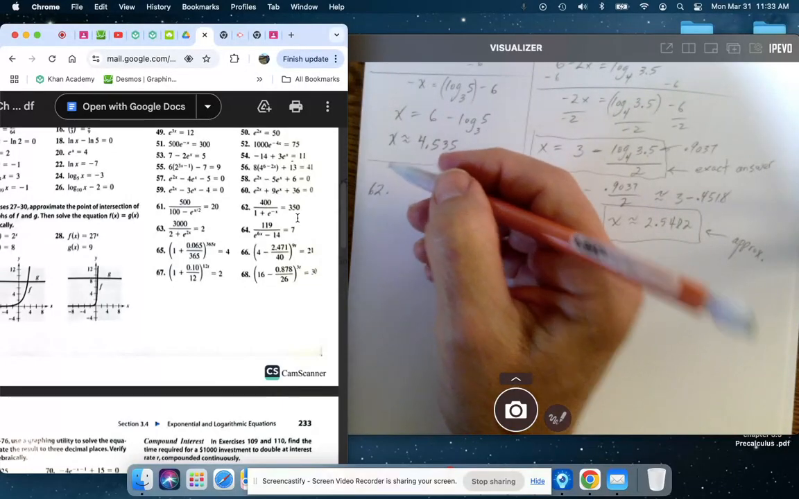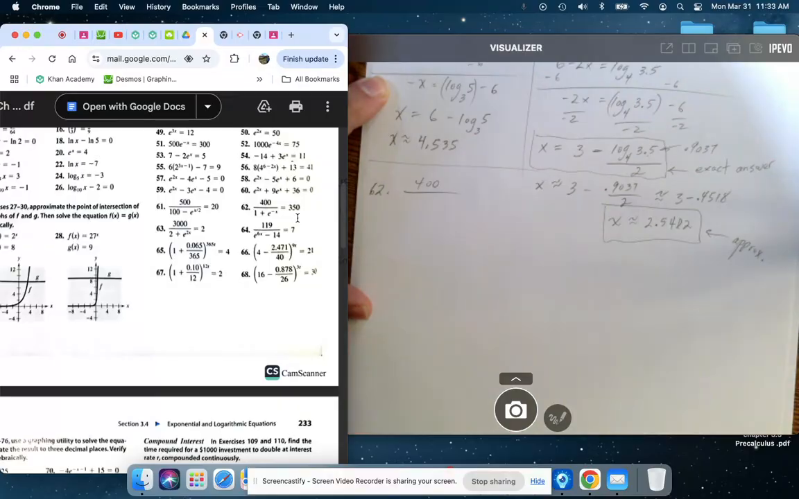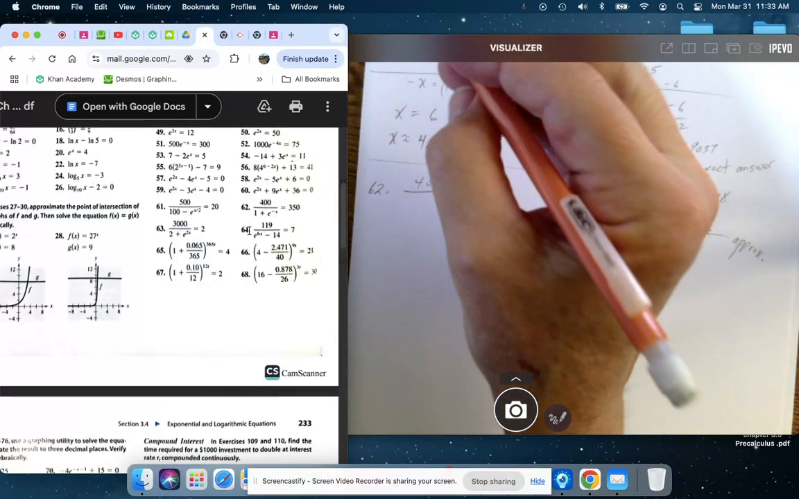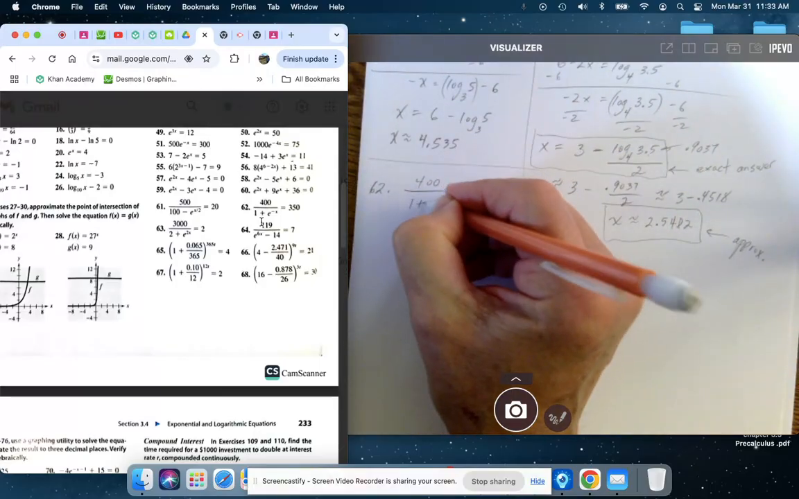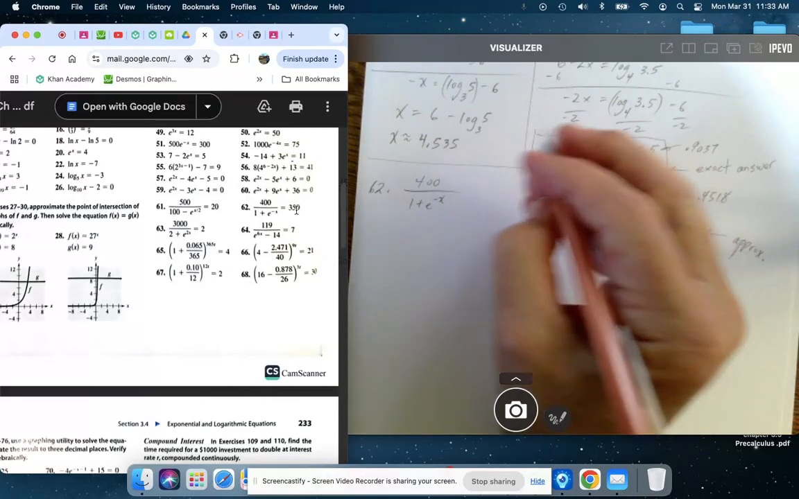So it's 400 over 1 plus e to the negative x equals 350.